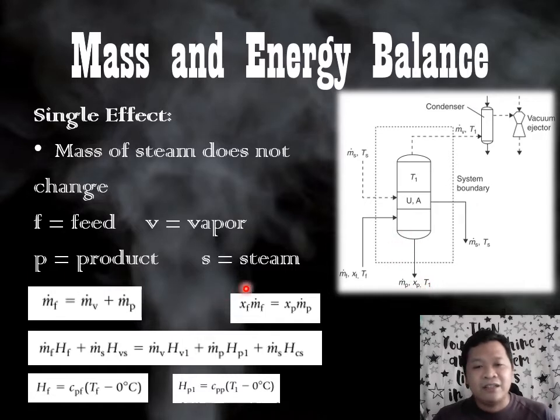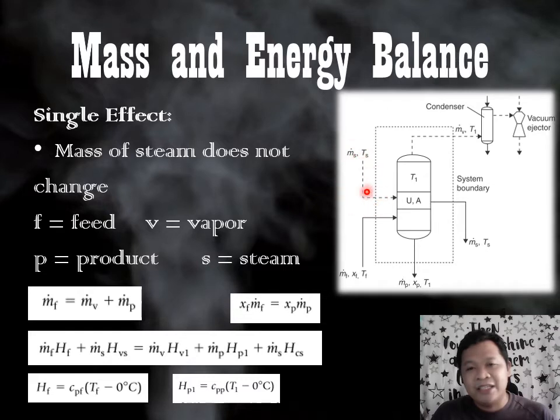Alright, and then the mass fraction of the, let's say, solids, halimbawa, in the feed multiplied by the mass flow rate of the feed is equal to the mass fraction of solids in the product multiplied by the mass flow rate of the product, since tie component nga natin dito yung parang solids component niya.